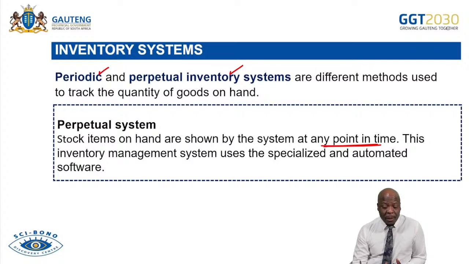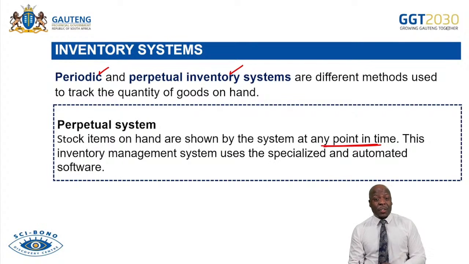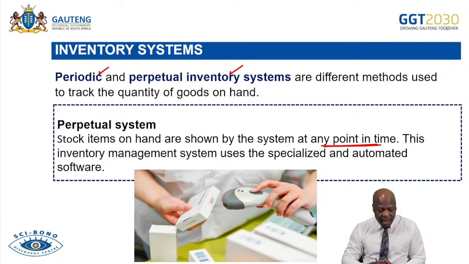This becomes very important, that when we use the perpetual inventory system, our stock on hand is shown at any point in time. This inventory management system uses specialized automated software. So you need to have a computer, you need to have a specific software that will assist you as you manage your inventory. And you will see that in most shops, people are scanning using a barcode scanner. That is also how this inventory system can be managed. All right.